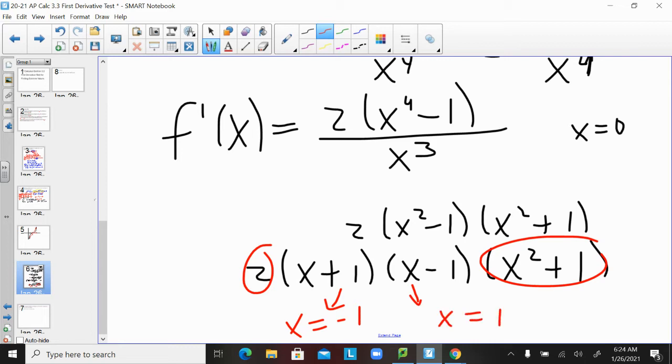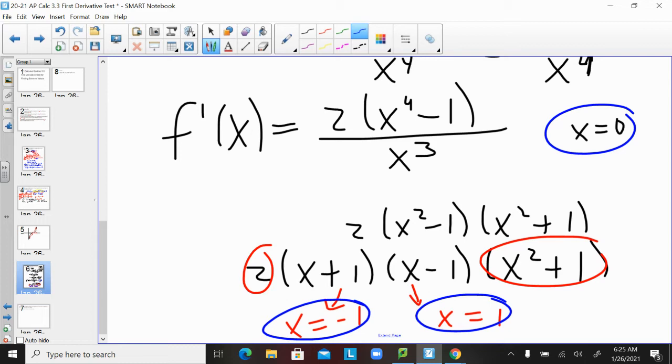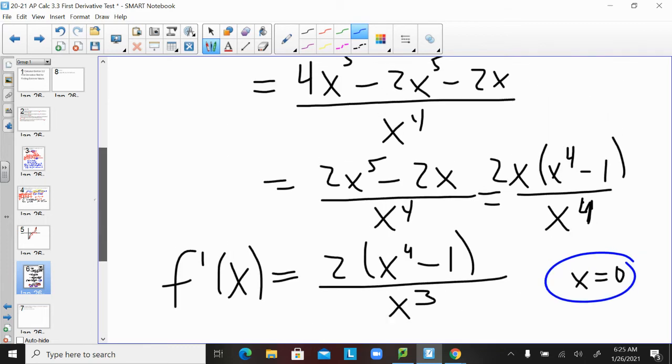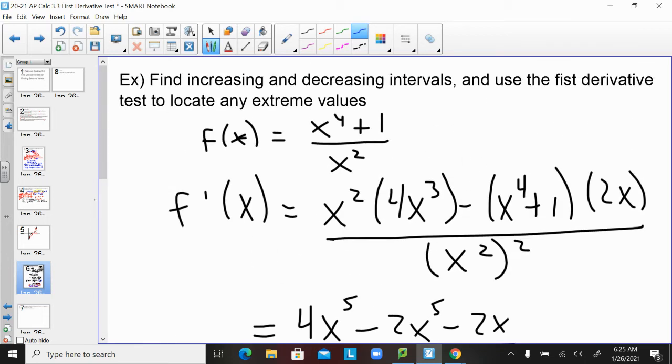So I've got 3 critical numbers. One where the derivative is undefined, that's x equals 0. And then these 2 are where the derivative equals 0. Now, let me go back to my original function. I would argue that original function has an asymptote at x equals 0 because it makes the bottom 0, not the top. So there's a vertical asymptote at 0. Let's keep that in mind as we make our table and then determine maxes or mins.